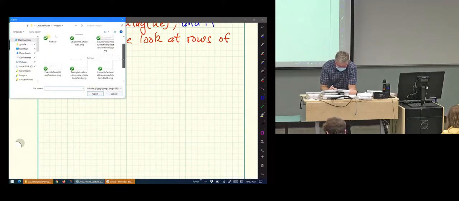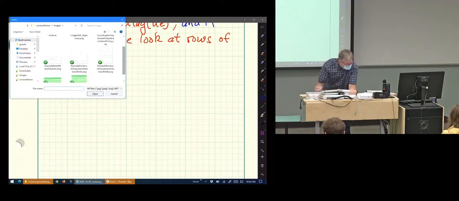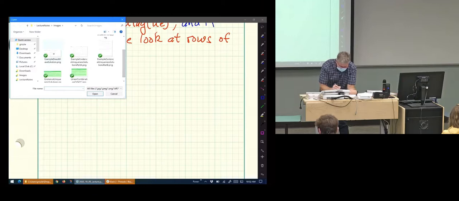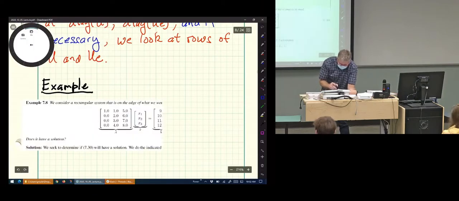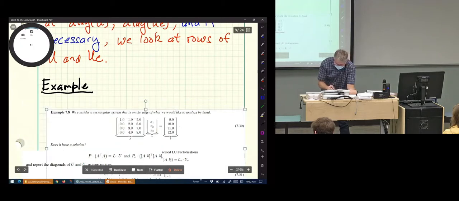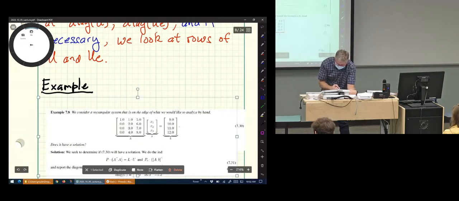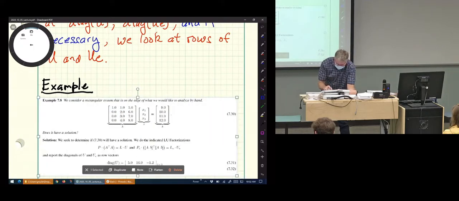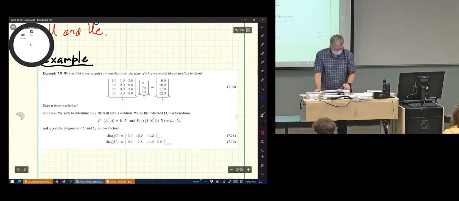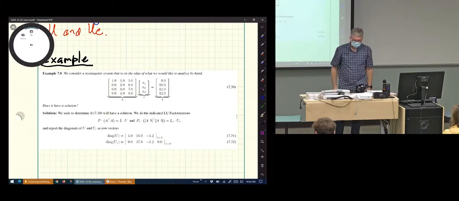Let's see, example. Does it have a solution? Bingo. Okay, this one actually isn't all that big. We're going to do big on the existence and uniqueness.